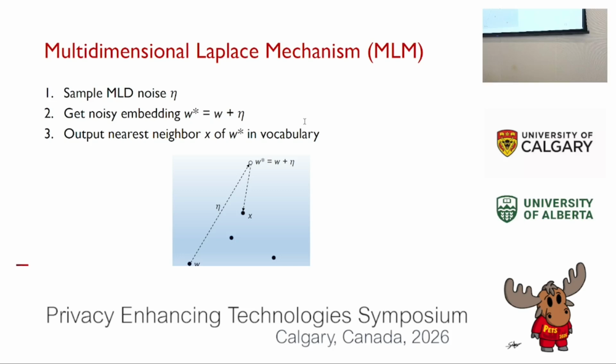So how do we use that for privacy? We draw a noise from this multi-dimensional distribution. We add it to the word embedding. Almost always it will land in the embedding space which does not belong to an actual word. So we try to find the nearest word in the vocabulary and output that.